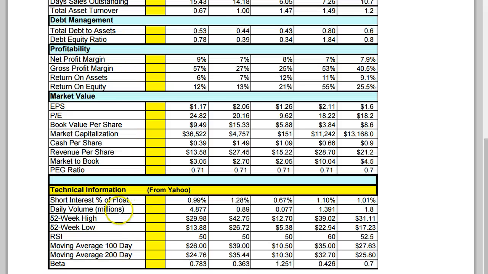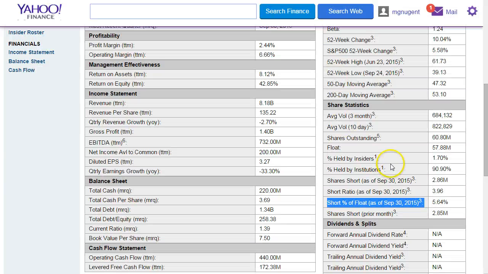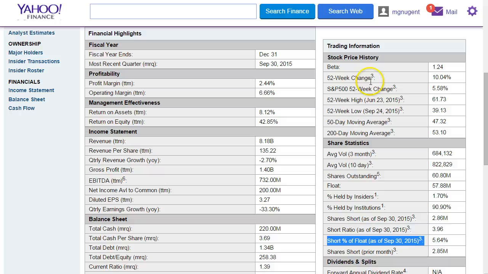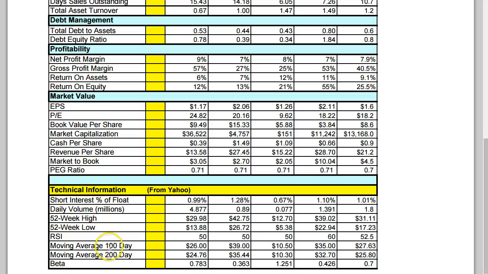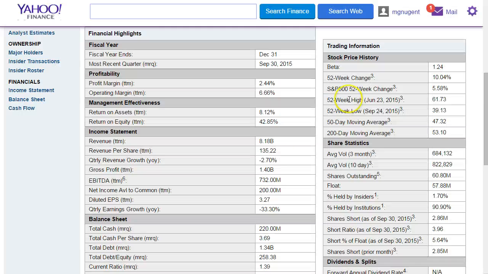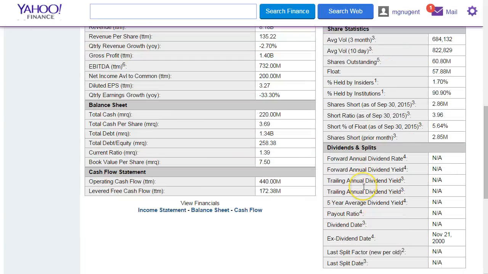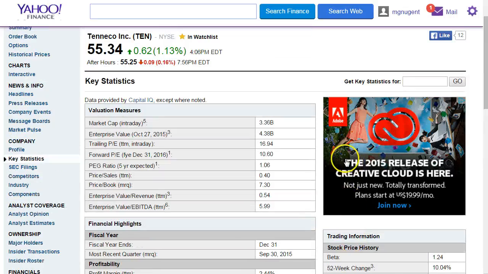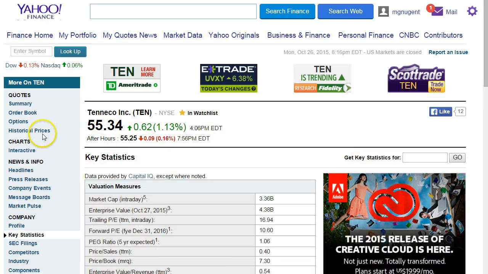Then we want to find, we talked about the daily volume, 52-week high and low, moving average 100-day, 200-day. So over here, the 52-week high and low is here, the beta. Here's a 50-day and 200-day. So they kind of changed this. If you want to change your spreadsheet to make this a 50-day moving average, you could do that. Or if you're looking for the RSI, a lot of people had questions on the RSI, go to interactive charts.